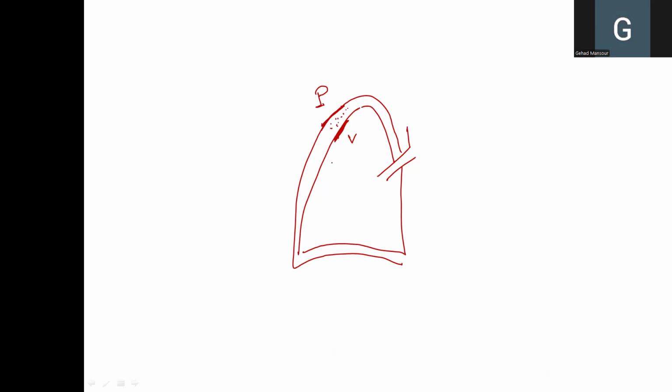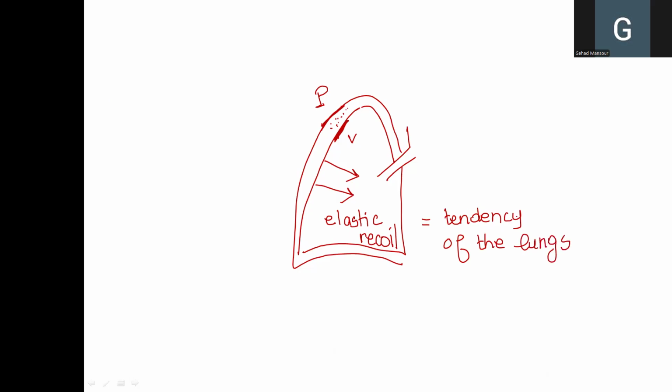So the lungs during exhalation tend to recoil. They tend to return to their original space and resume their original small volume. This is helped by elasticity of the lung tissue, and that's why we call it elastic recoil. So what is elastic recoil? Elastic recoil is the tendency of the lungs to return to their original position because of, or helped by, their elastic nature.